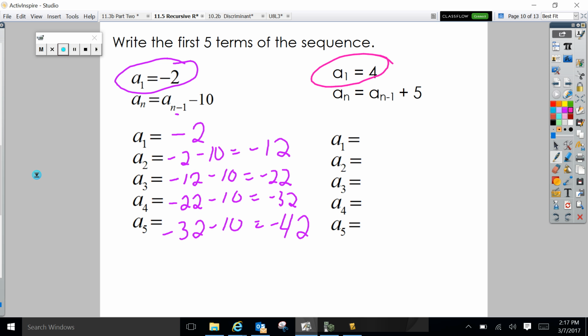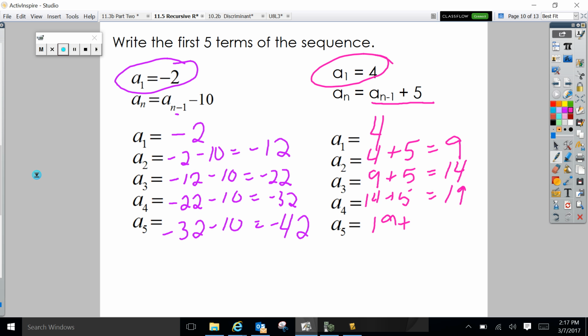Over here, the first term is 4, and then it looks like it's the previous term plus 5. So to find the second term, you take the 4 plus 5, which is 9. To find the third term, you take the previous term plus 5, so 9 plus 5 is 14. Previous term plus 5, 19. 19 plus 5, 24. So in order to get the first 5 terms, you have to go in order, first term to fifth term. To use the recursive rule, you must have the previous term.